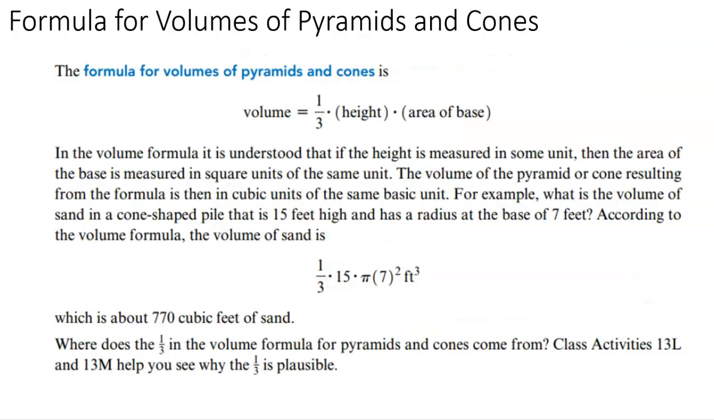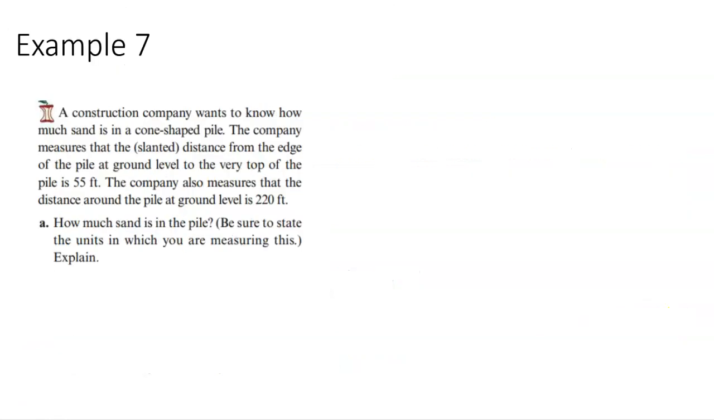So hopefully you saw in those explorations that the formula for volume is 1/3 times the height times the area of the base. So in this way, the volume is 1/3 of the prisms and the cylinders. And hopefully you were able to see in those explorations why that 1/3 makes sense. So let's do an example here.